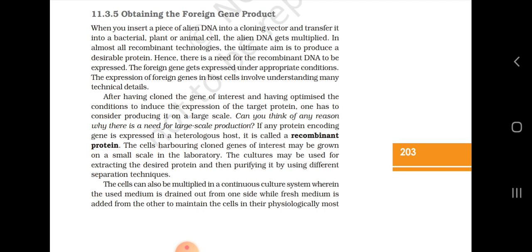Now the stirred tank bioreactors are the most commonly used bioreactors, and these are cylindrical with a curved base to facilitate proper agitation, meaning mixing, that means shaking of the contents.